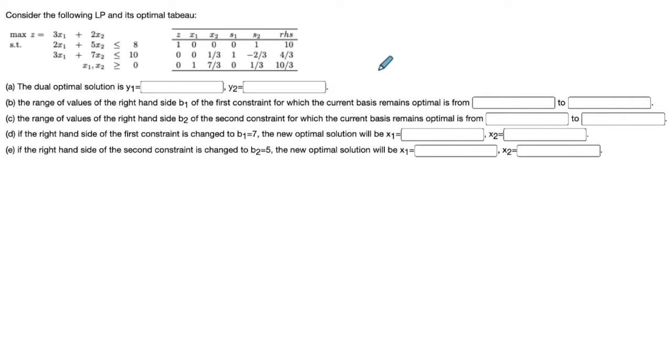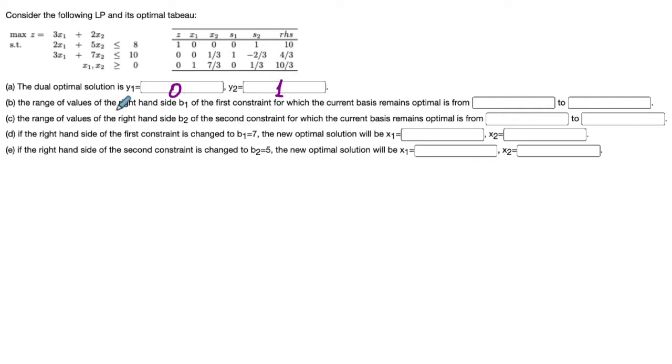We read the dual optimal solution in row 0 of our tableau in the columns corresponding to the slack variables. So y1 is going to be the coefficient for s1 in row 0 and y2 is the coefficient for s2 in row 0. So we have 0 and 1 here.